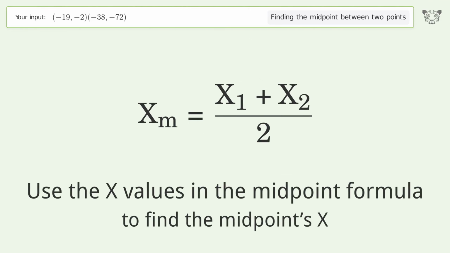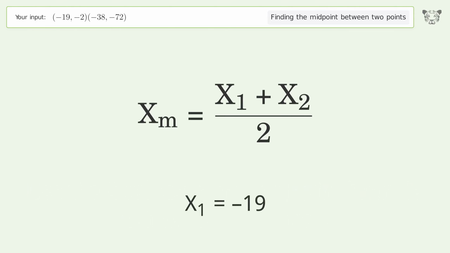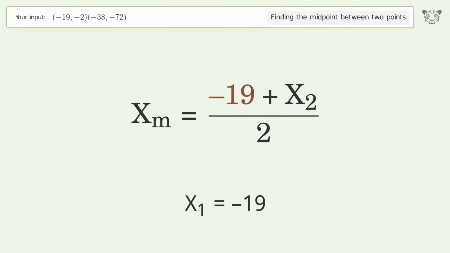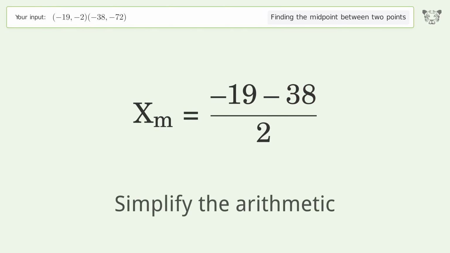Use the x values in the midpoint formula to find the midpoint's x. x1 equals -19. x2 equals -38. Simplify the arithmetic.